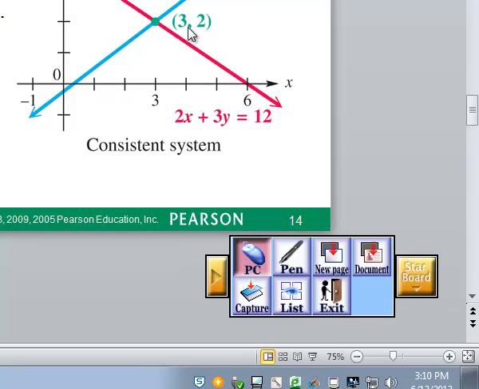Okay, so we look and see that the 3, 2, the lines cross. If we were to graph it, the lines would cross at 3, 2. Okay, questions with that?